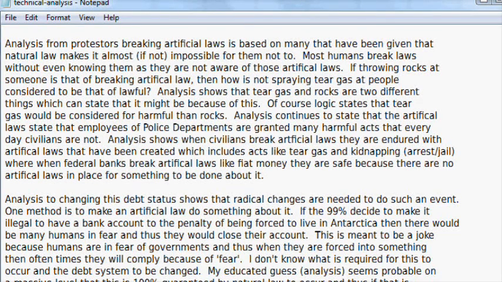Of course, logic states that tear gas would be considered more harmful than rocks. Analysis continues to state that the artificial laws grant employees of police departments many harmful acts that everyday civilians are not. When civilians break artificial laws, they are subjected to artificial laws that have been created, which include acts like tear gas and kidnapping, which is another word for arresting or imprisoning someone. Whereas when federal banks break artificial laws like fiat money, they are safe because there are no artificial laws in place for something to be done about it.